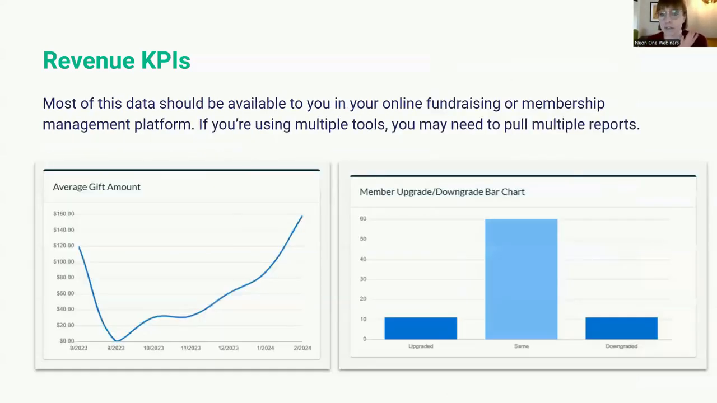Now, the vast majority of this information is going to be in your online fundraising platform, or if you're focused on memberships, in your membership management system. You might need to be a little creative if you're looking to understand which channels or appeals are the most successful. Out of curiosity, do any of you manage or track which channels or appeals perform best? I'd be curious to see if you do that and how you do that.